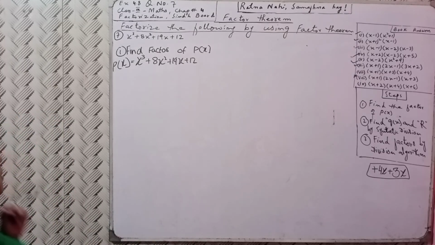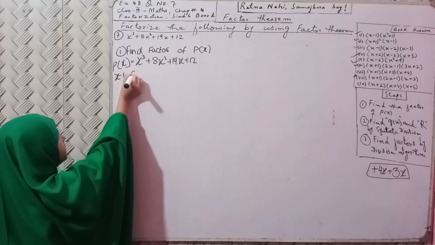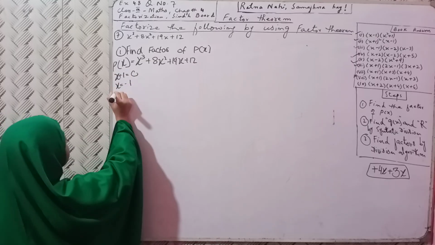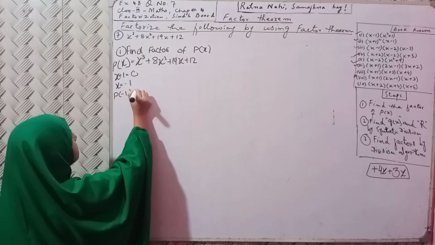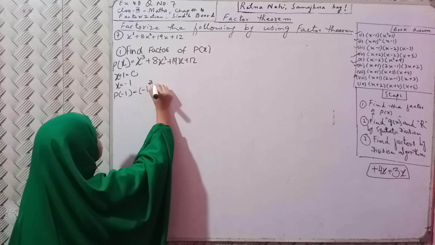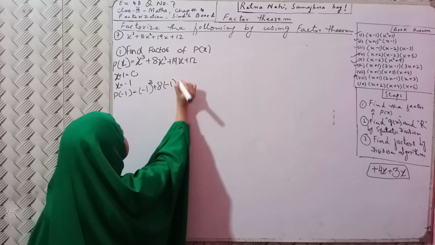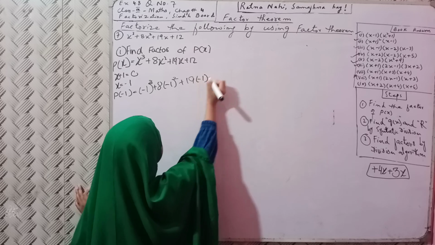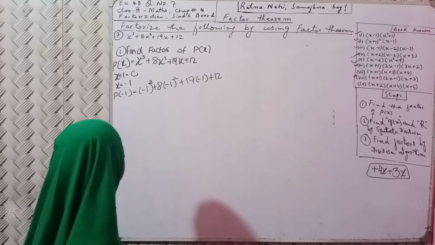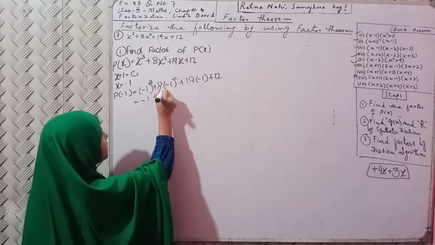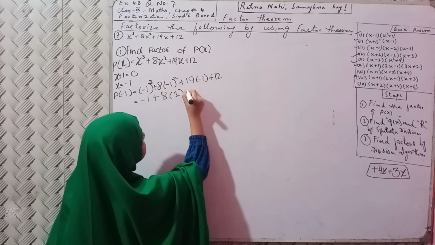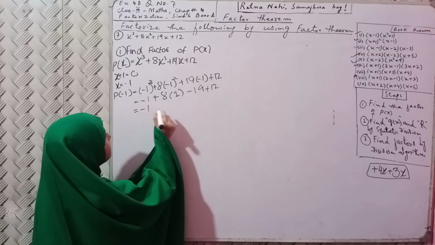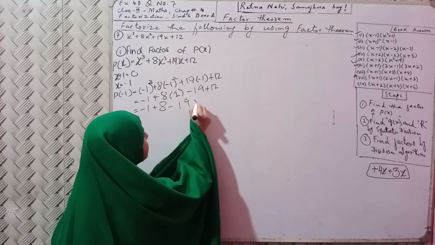Now x plus 1 is equal to 0, so x is equal to minus 1. Okay, now we will put the values: minus 1 cube plus 8 times minus 1 square plus 19 times minus 1 plus 12. Here it will become minus 1 plus 8 minus 19 plus 12.